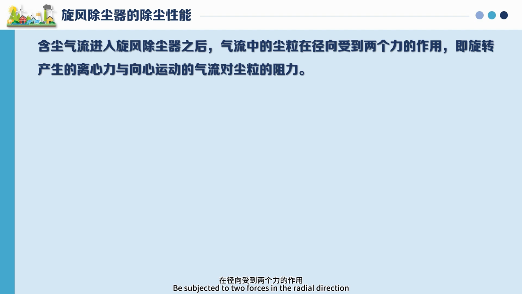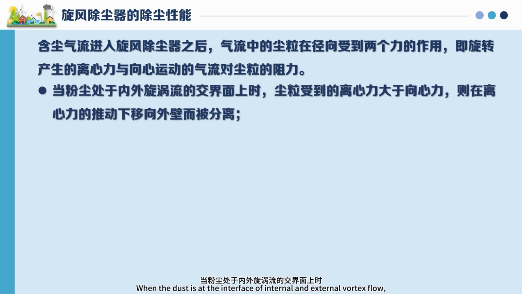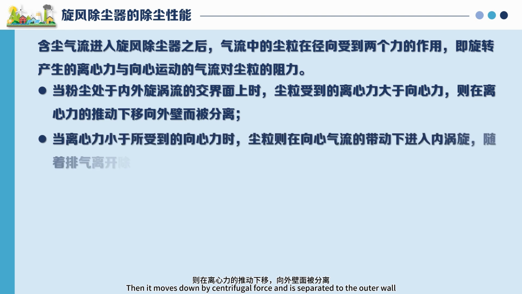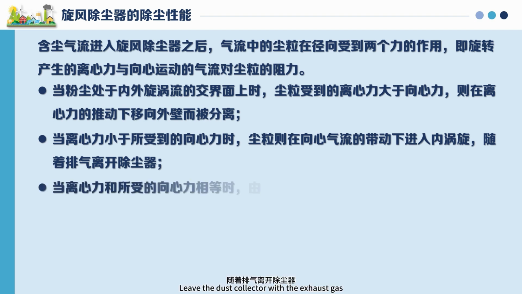After the dusty airflow enters the cyclone dust collector, dust particles in the airflow are subjected to two forces in the radial direction, that is, centrifugal force generated by rotation, and the resistance of airflow moving with centripetal force on dust particles. When the dust is at the interface of internal and external vortex flow, the centrifugal force on dust particles is greater than the centripetal force. Then it moves down by centrifugal force and is separated to the outer wall. When the centrifugal force is less than the centripetal force, dust particles are driven by centripetal airflow, enter the inner vortex, and leave the dust collector with the exhaust gas.